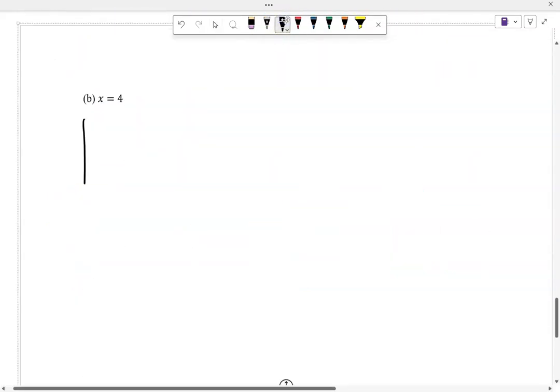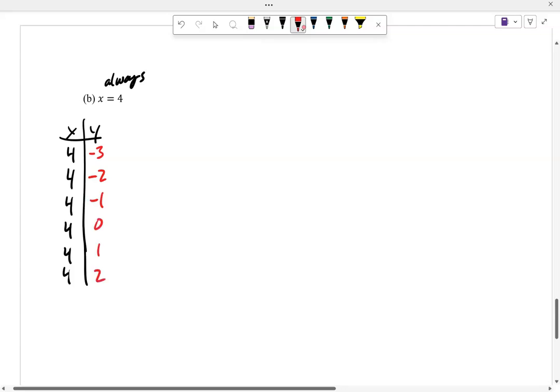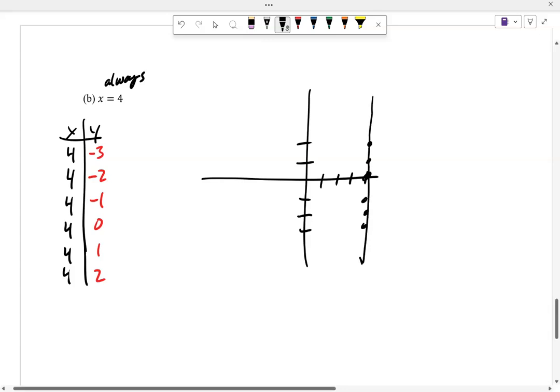X equaling 4. So similarly, x is always 4. I do a bunch of 4s, right? X is always 4. Doesn't matter what I pick my y's to be. I could pick them to be whatever. So I'm going to have -3, 4, -2, 4, -1, 4, 0, 4, 1, 4, 2, and so on. And hopefully you see, oh yeah, that thing is vertical. X equaling 4. This is a vertical line when I graph that thing on the Cartesian coordinate system or the rectangular coordinate system.